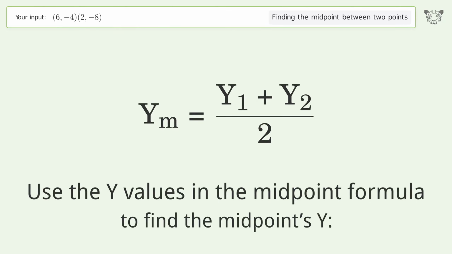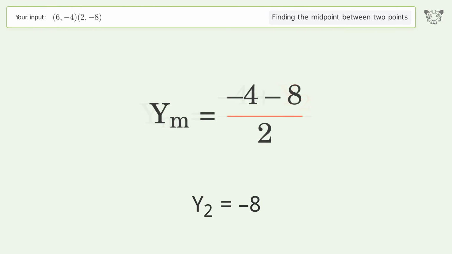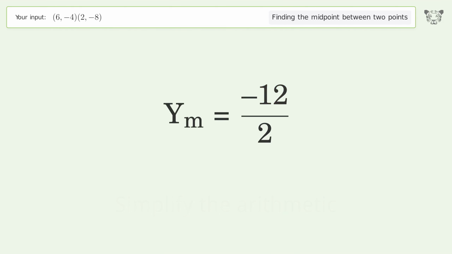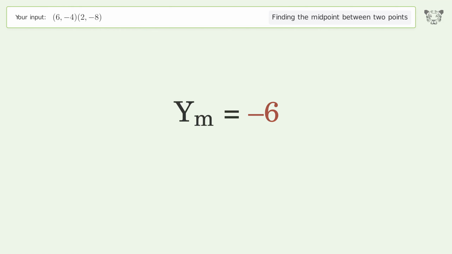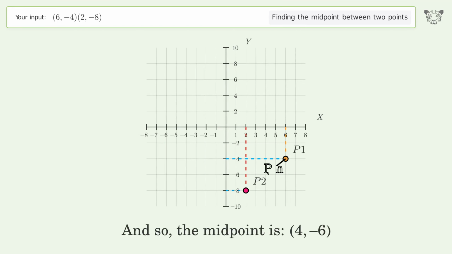Use the y values in the midpoint formula to find the midpoint's y. y1 equals -4. y2 equals -8. Simplify the arithmetic. And so, the midpoint is 4, -6.